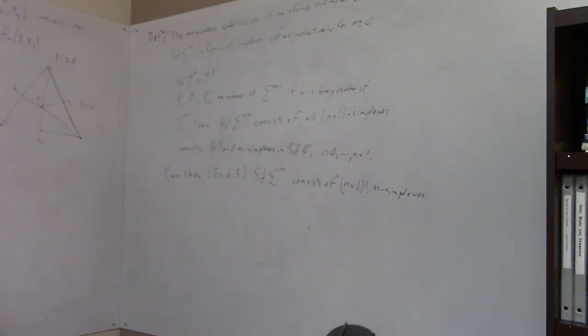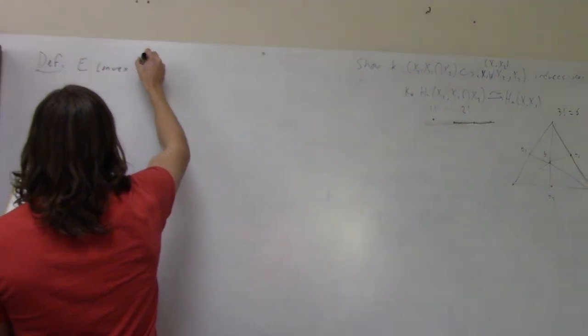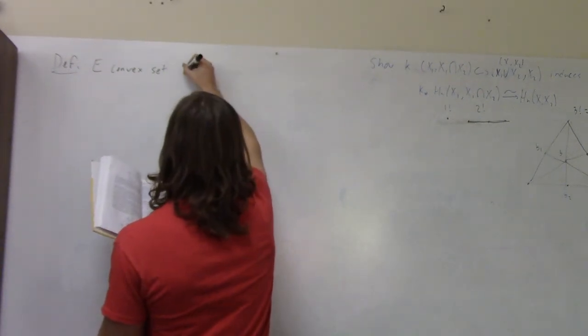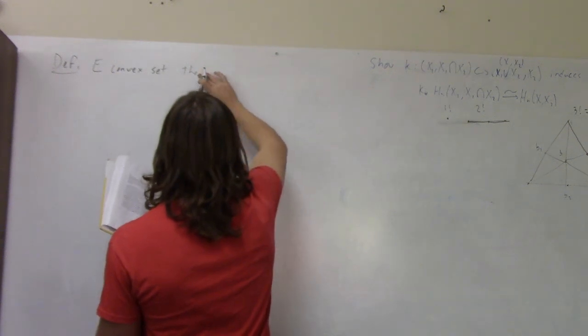Alright, so now we're looking at a barycentric subdivision of the singular chains. So we've got a convex... Then the SD.